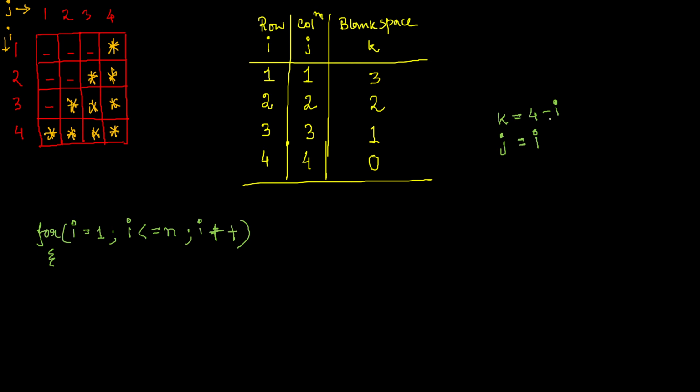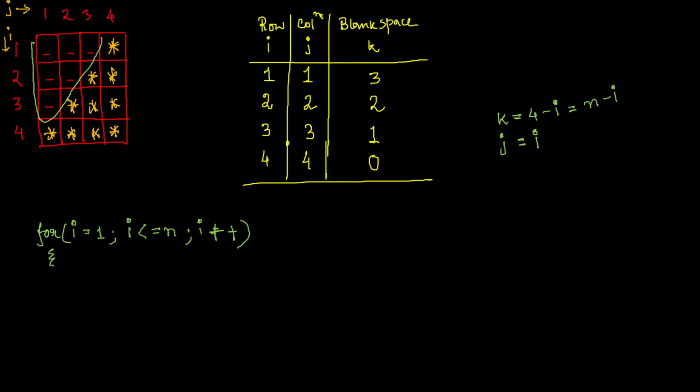If you see, I equal to 1, 4 minus 1, 3; I equal to 2, 4 minus 2, 2; I equal to 3, 4 minus 3 equal to 1; and I equal to 4, 4 minus 4, 0. So by this equation I can represent this table of I versus K. In general, number of row equal to 4 is considered n, so basically I can say n minus I. That means I need a for loop for K, representing the blank space.